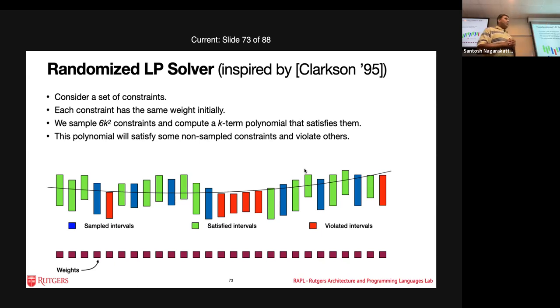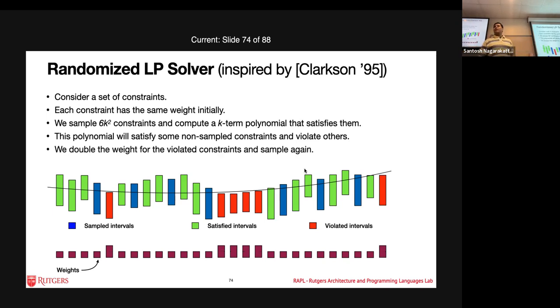Okay, and for any of the violated points, we would double their weights. In the next iteration, we want them to be chosen. So we repeat this process. We throw away the sample and we double the weights. The only thing that is maintained is the weights.